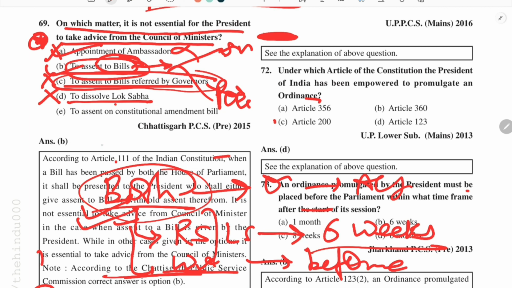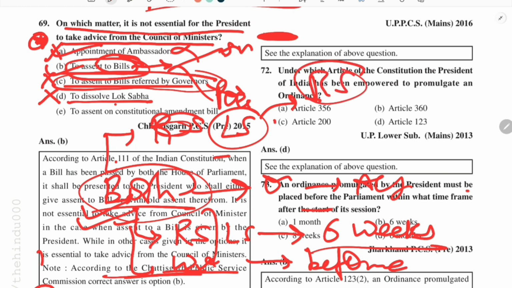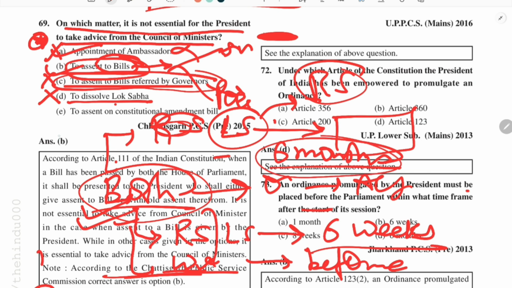In some situations it also happens that one of the houses is dissolved, like Lok Sabha is dissolved, and we know that Rajya Sabha is a continuous chamber. Lok Sabha is dissolved and elections are to be held, and we know that they are to be held within 6 months, because there cannot be more than a 6 month gap between two sessions of Parliament.